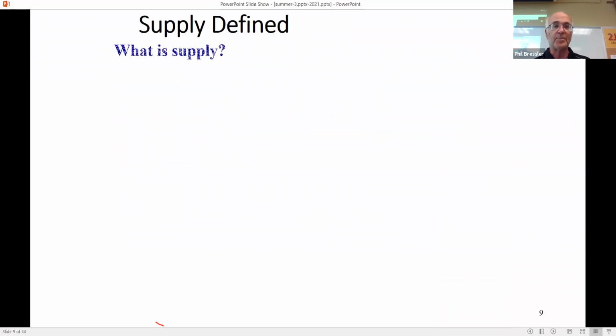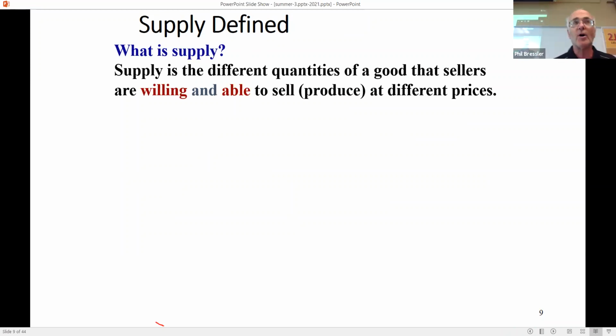All right. So supply defined. Now, supply is harder for you. Why? Because you're used to buying products. That's demand. Supply is from a producer's perspective. So what is supply? It's the different quantities of goods that sellers are willing and able. Remember, those were the 2 key words for demand, but it was willing and able to buy for demand. Here it's willing and able to sell at different prices. So it's how much cereal Kellogg's is willing and able to sell at different prices.